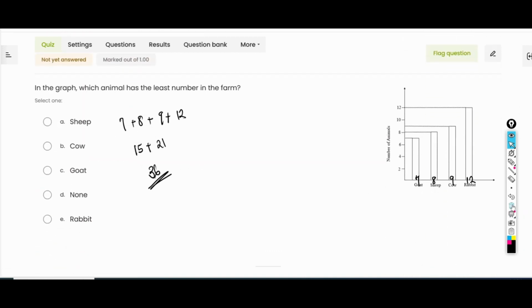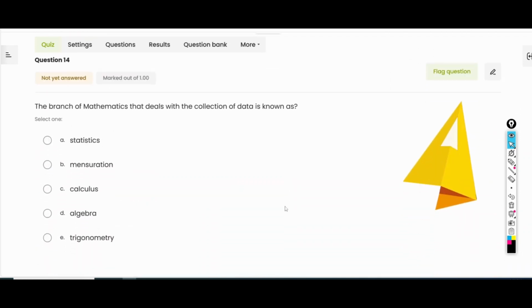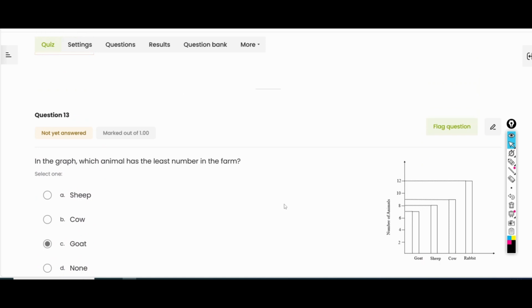All right. In the graph, which animal has the least number in the farm? The least number is the goats, right? Because the goats are just 7. You can even see from the right, the goats are 7. All right, that's it for question 13.